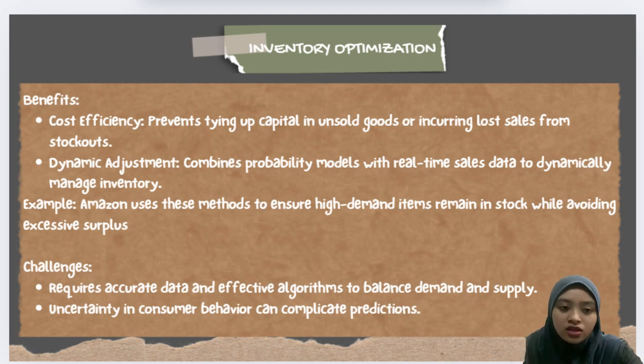So the benefit of this is cost efficiency, which prevents tying up capital in unsold goods and incurring lost sales from stockouts. And dynamic adjustment combines probability models with real-time sales data to dynamically manage inventory. For example, Amazon uses this method to ensure high demand items remain in stock while avoiding excessive surplus. The challenge is that it requires accurate data and effective algorithms to balance demand and supply. Uncertainty in consumer behavior also can complicate the prediction.